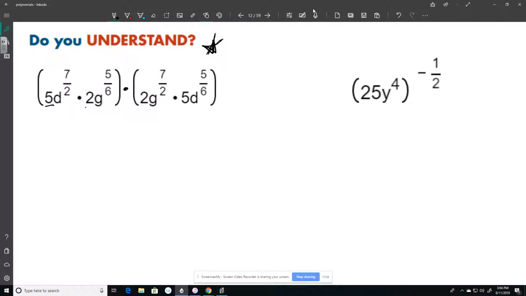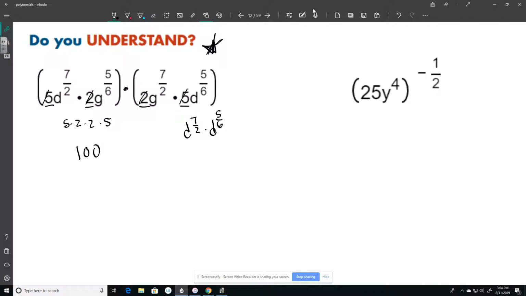I have a 5, a 2, a 2, and a 5 out front. So I can do 5 times 2 times 2 times 5, which is 5 times 2 is 10, times 2 is 20, times 5 is 100. So that gives me 100, and now these numbers are gone. D to the 7/2 and D to the 5/6. So I have D to the 7/2 and D to the 5/6. And our rule says that I can add these together.